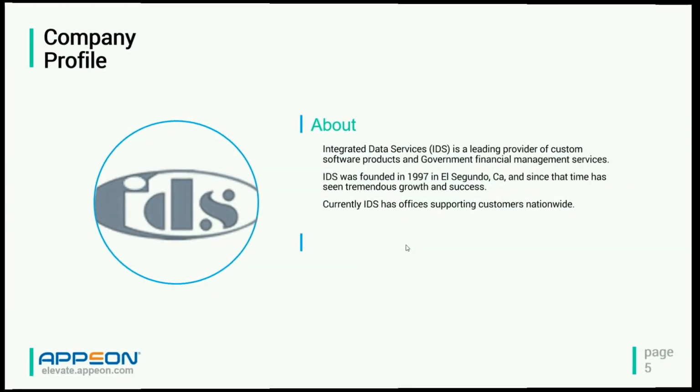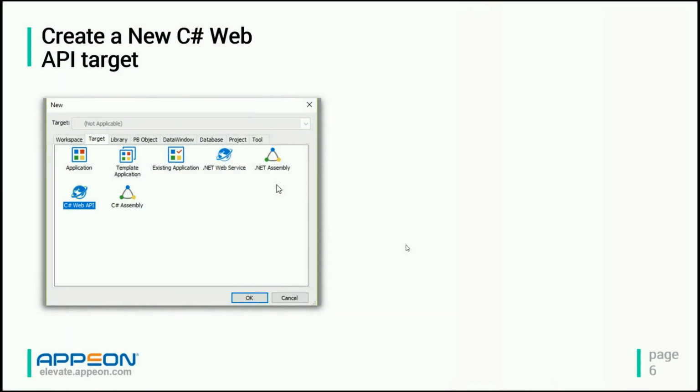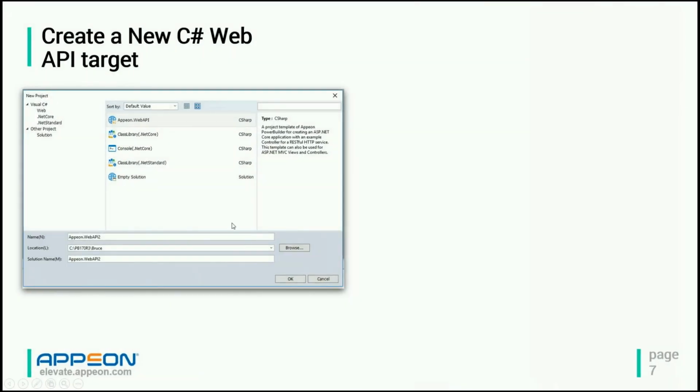So there we have the company I work for, and let's go right into how we do this. If you go into PowerBuilder 2018, click File, New, go to Target, and there's a couple new targets that show up here in 2018, the C# Web API and C# Assembly. We're going to look in this session at the C# Web API. Once you click on that, you'll be presented with another dialog. What we want here is the Appeon Web API target. That's going to be in C#.